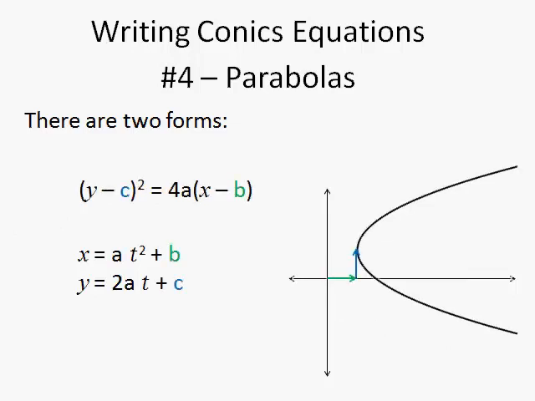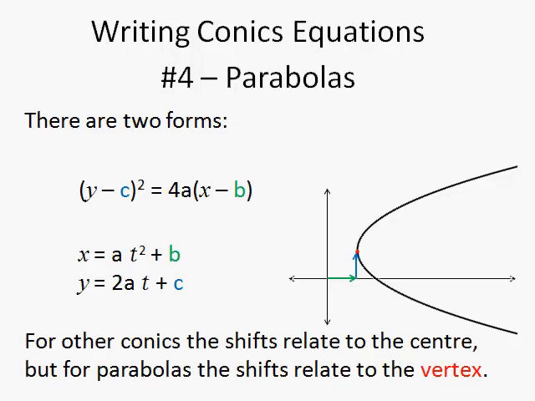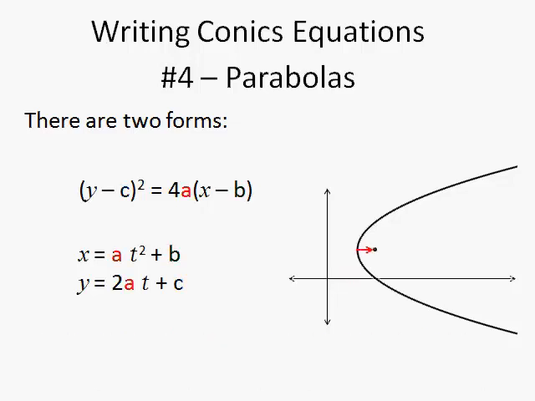The shifts now, instead of occurring on the center, because the parabola doesn't have a center, are applied to the vertex. Wherever that turning point is on the parabola, that is what we use to shift it in the x and the y direction. We need to find the vertex before we can find anything else. In the case of the other conics, it was the center and not the corners, not the vertices. This time it's the vertex.